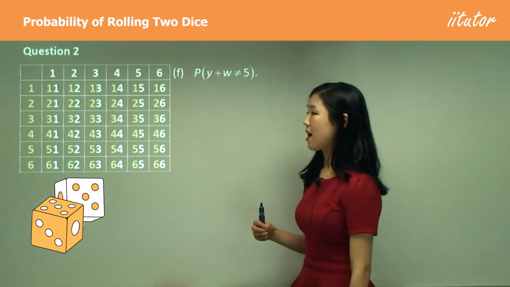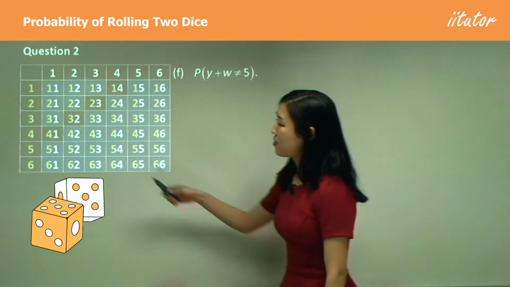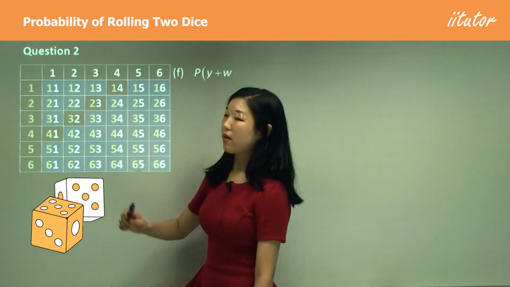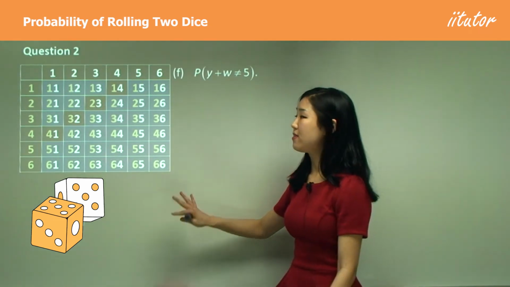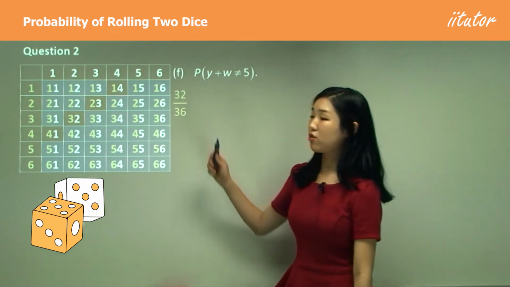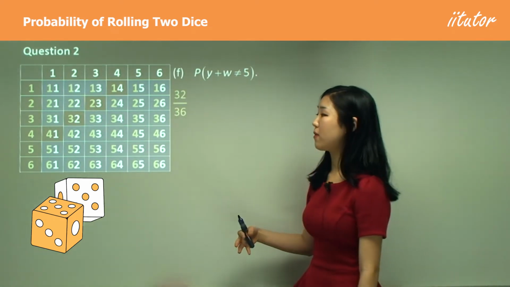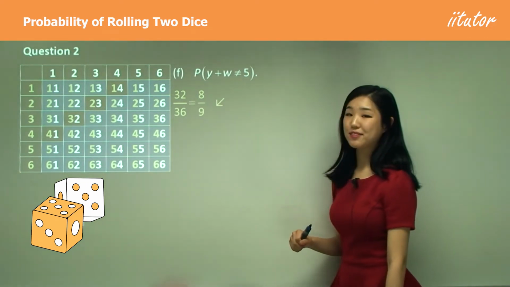So I must pick out the numbers that are not equal to 5. I can see that these 4 numbers, 1, 4, and 2, and 3, they add up to 5. So I'm going to exclude those numbers, and the rest of them, which is 36 minus 4, so it's 32 out of 36, is the probability that it's not equal to 5. So it's simplified to 8 on 9.